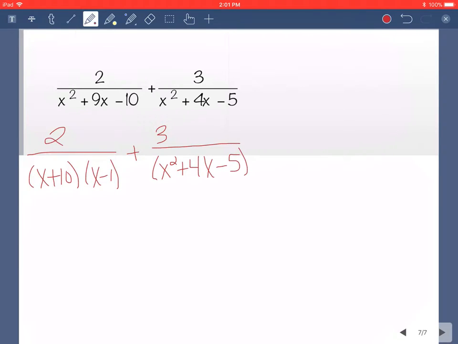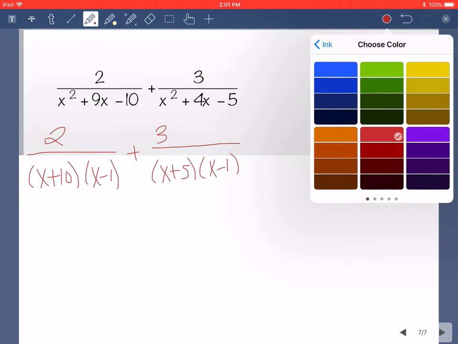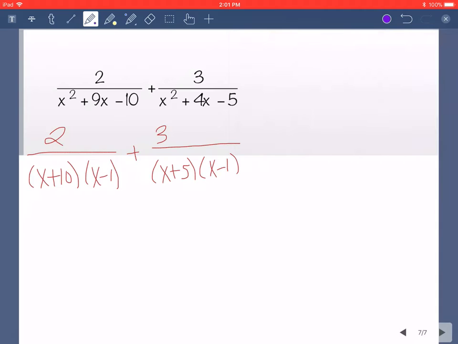Oh, I'm sorry, I didn't factor that. That was kind of silly. I need to factor that. So that factors to be x plus 5, x minus 1. Now, looking at our rationals, I can't simplify either. So I'm looking at my denominators. They both have an x minus 1, which is good. They share that x minus 1.